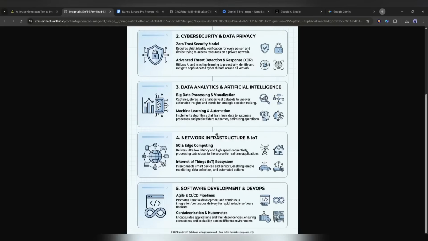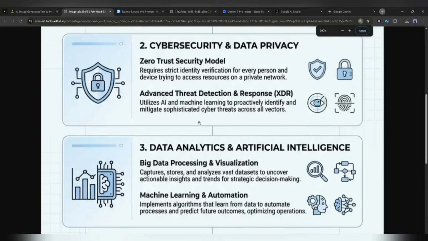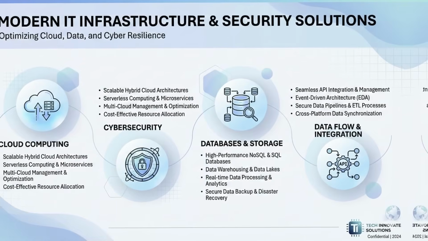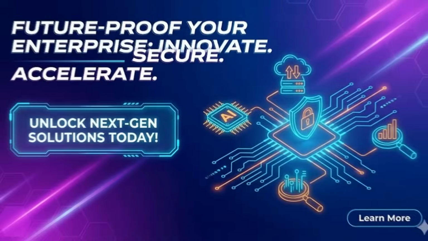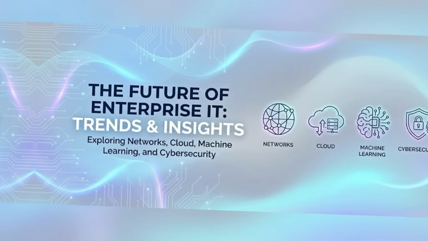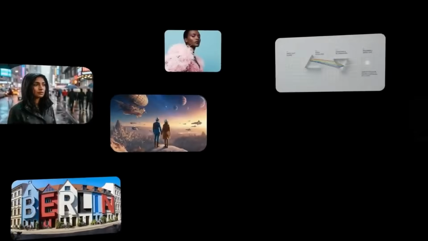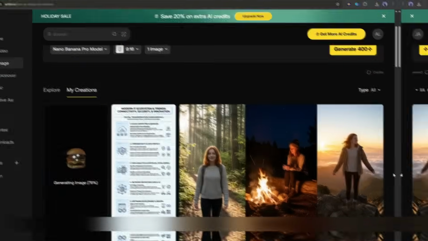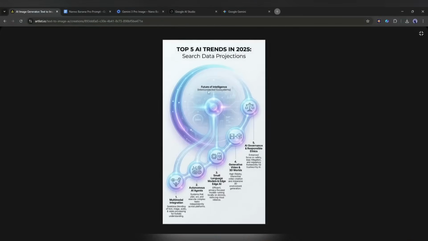So, now you don't need to mess around in Canva or hire a designer. The AI does it all for you. This is perfect for social media posts, blog graphics, presentation slides, educational materials, marketing campaigns. And because Nano Banana Pro can access real-time information through Google search, you can even ask it to pull in current data. For example, create an infographic showing the top 5 AI trends in 2025 based on current search data. It's like having a designer and a researcher rolled into one.